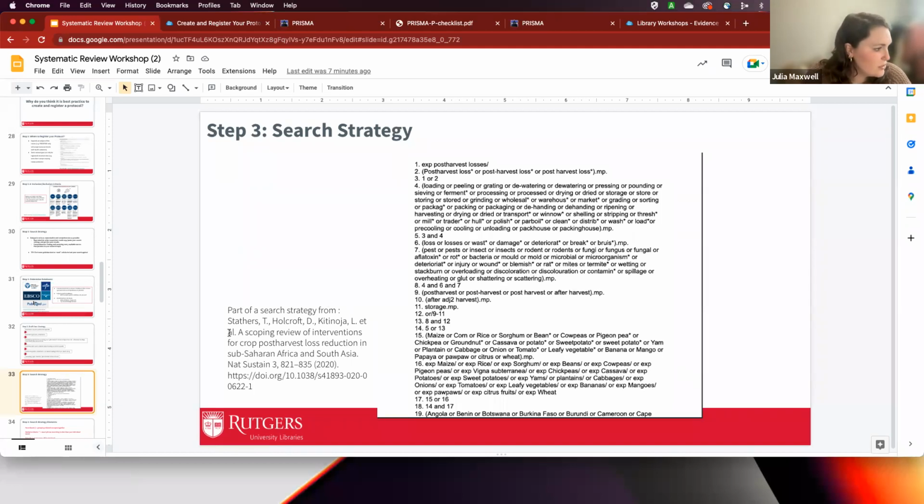I think this review was about interventions for crop post-harvest loss reduction in sub-Saharan Africa and South Asia. So we can see those elements, right? This looks like the crop loss element. This looks like maybe the crop element. This is the loss element. And then down here, I kind of cut it off, but it goes on to list all of the countries that would be in the population or the contextual area. So I just wanted to show you that before I talk about how we get there.